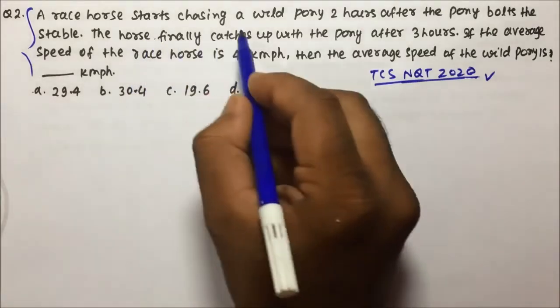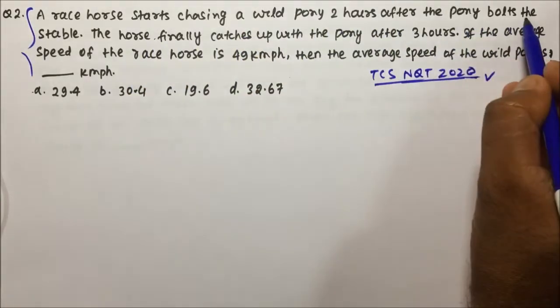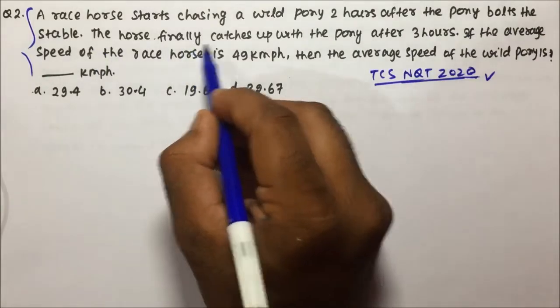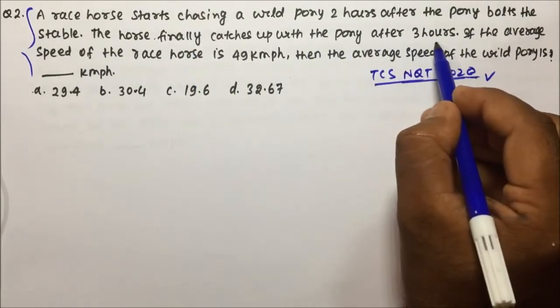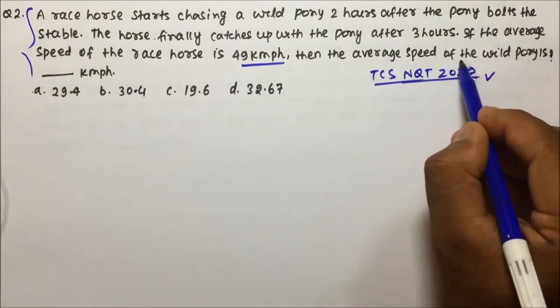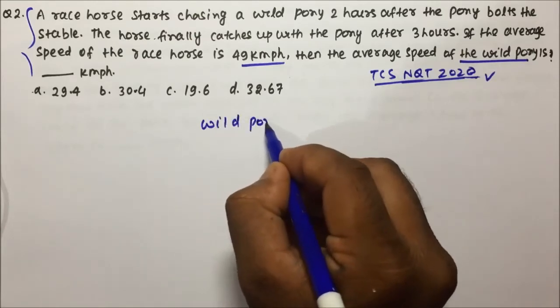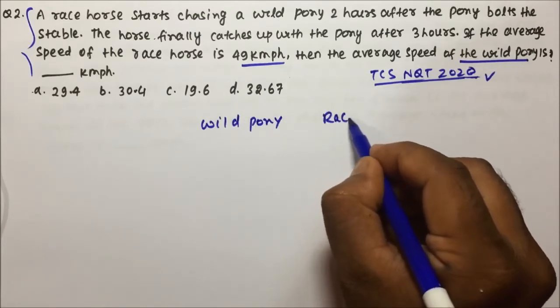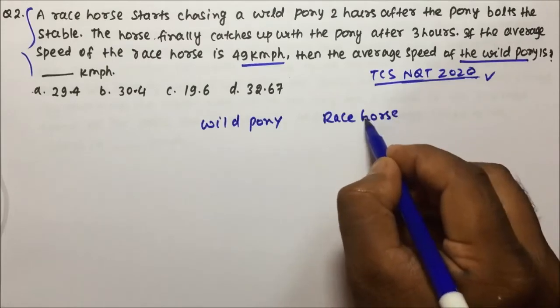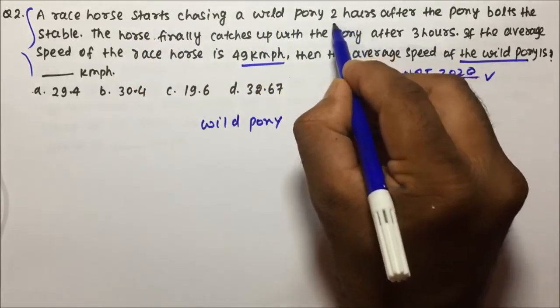Now a race horse starts chasing a wild pony 2 hours after the pony bolts the stable. The horse finally catches up with the pony after 3 hours. If the average speed of the race horse is 49 km per hour, then find the average speed of the wild pony. So friends, there is one wild pony and there is one race horse. These two are only there.